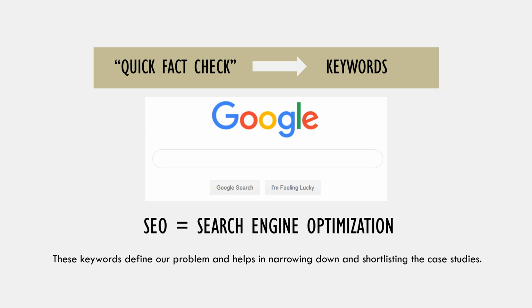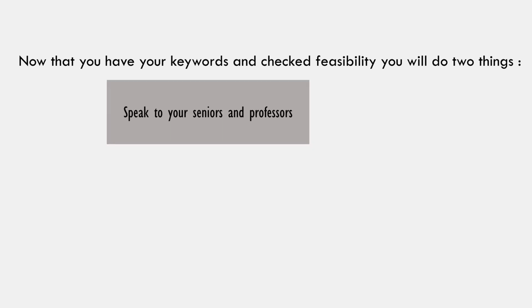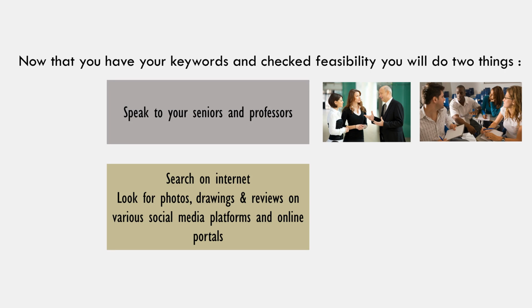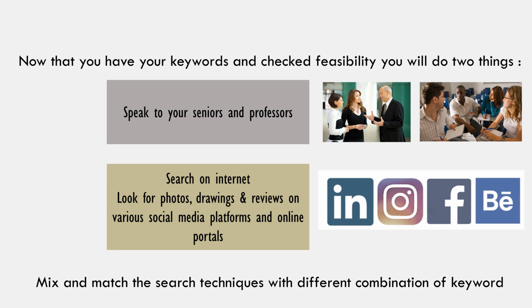These keywords define a problem and help us in narrowing down and shortlisting the case studies. Now that you have your keywords and checked feasibility, you will do two things. One, you will speak to your seniors and professors, and the other, you will search on the internet, look for photos and drawings and reviews on the various social media platforms and online portals like Instagram, Facebook, Behance, Pinterest, etc. You will mix and match the search techniques with different combinations of keywords.